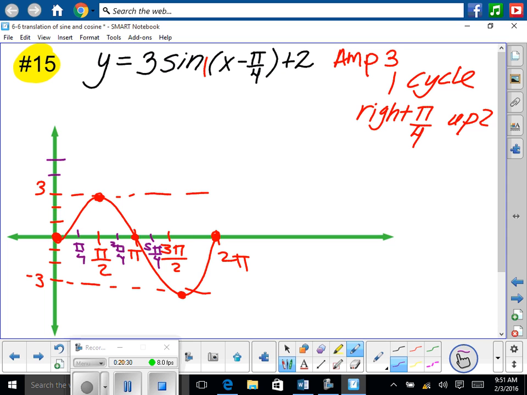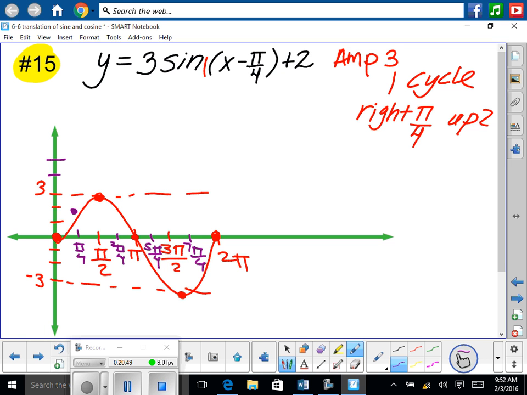This is 6 pi fourths and 7 pi fourths. And that is 8 pi fourths. Okay, so now it'll be pretty easy. We're at 0, right? We're going right pi fourths, so we're going right to pi fourths and up 1, 2. That point now becomes that. This point, we're going right pi fourths.